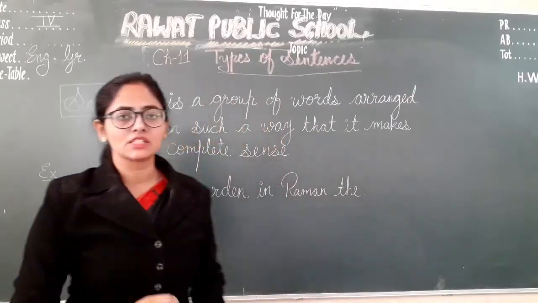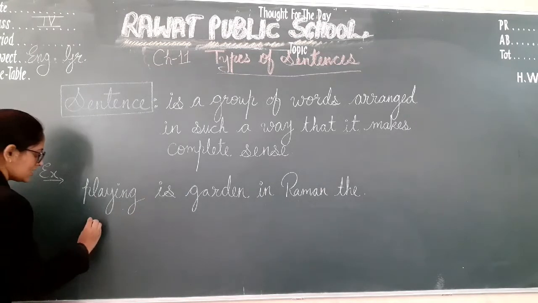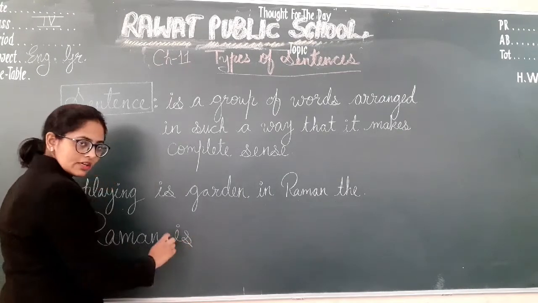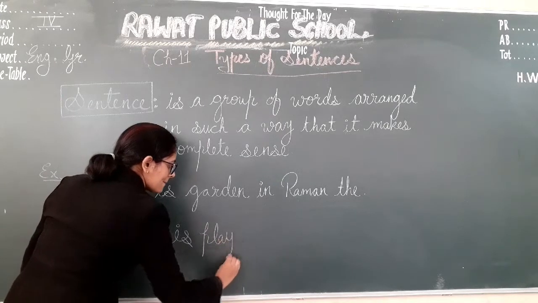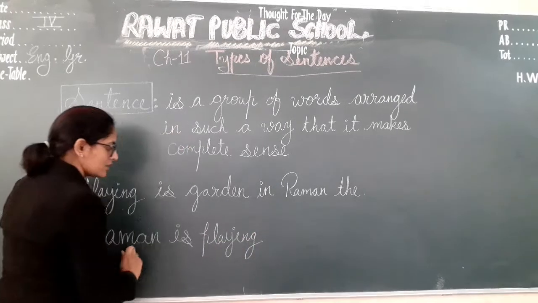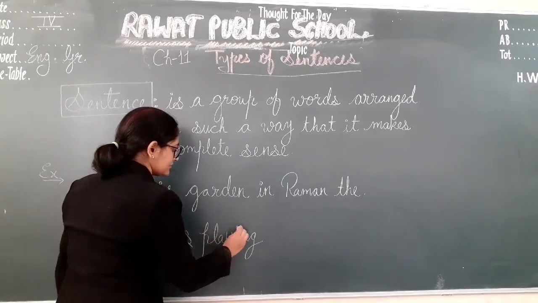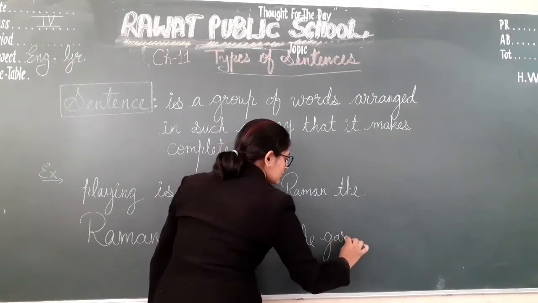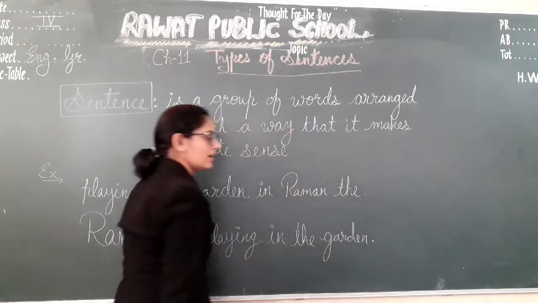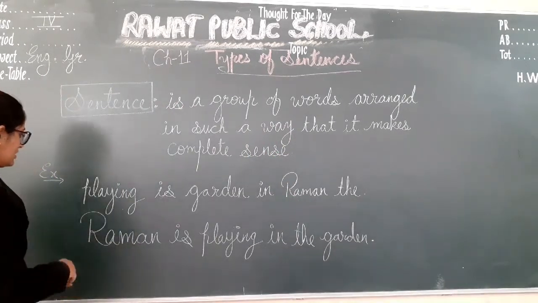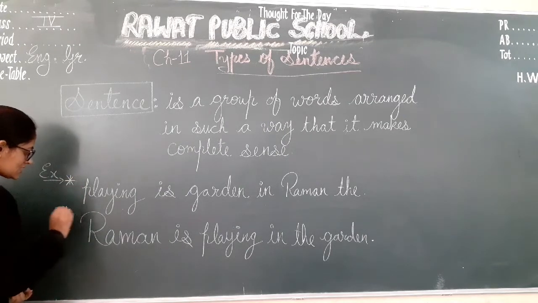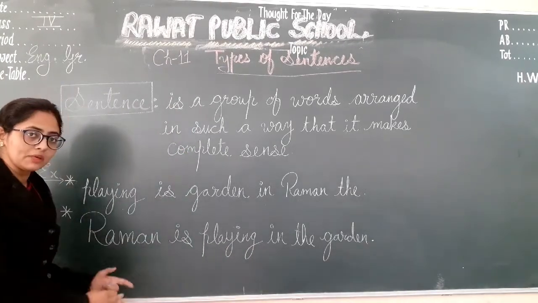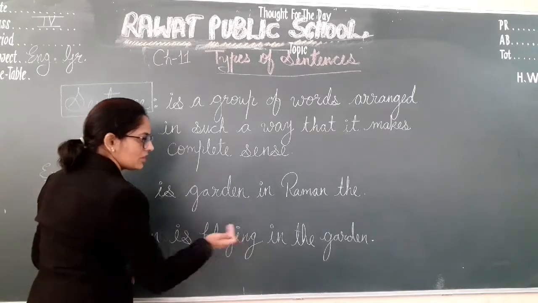Now I am trying to make sense of this sentence. Then I will write here: Raman is playing in the garden. Now just read this sentence. Raman is playing in the garden. There is a complete sense in the arrangement of the words.